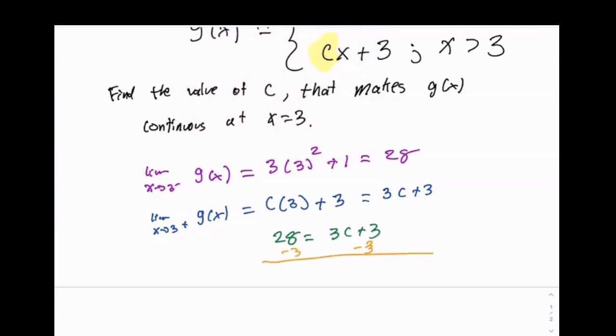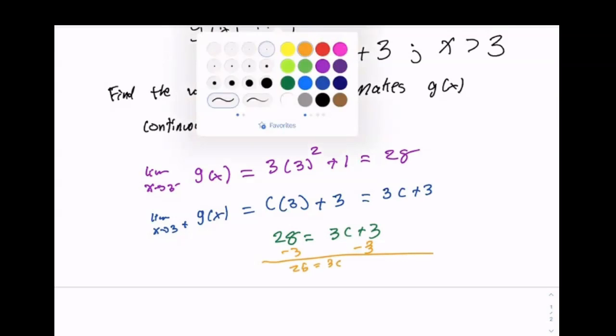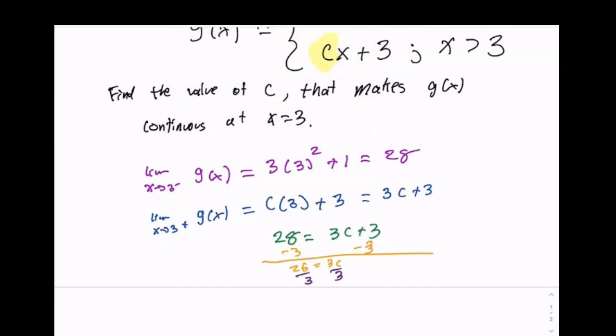It's just algebra here. 25 equals 3c. And what do I do now? Divide by 3. And so my answer is c equals 25 over 3. And that's my answer.